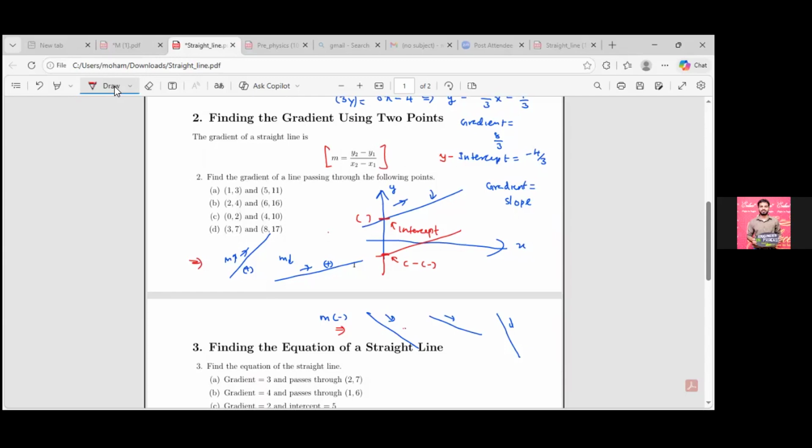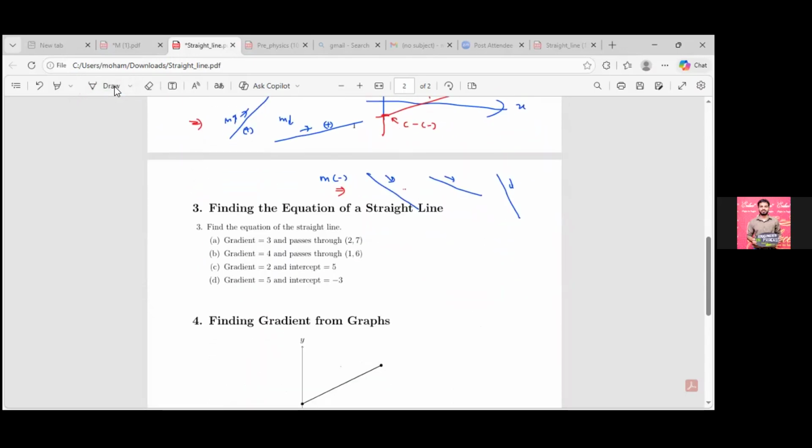It is like this. Let's say you have 2 points, x1 comma y1 and x2 comma y2. These are the coordinates of 2 points on the straight line. So for example, let's say I have a straight line like this.